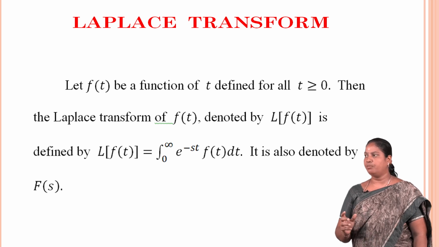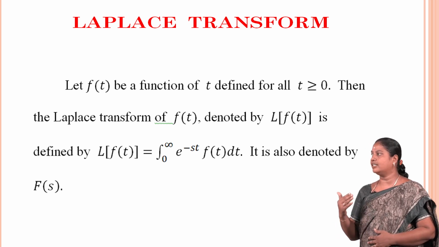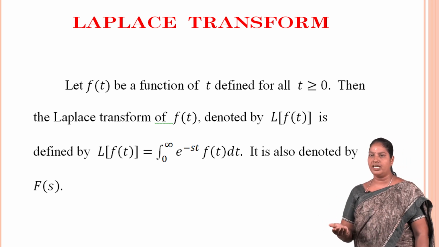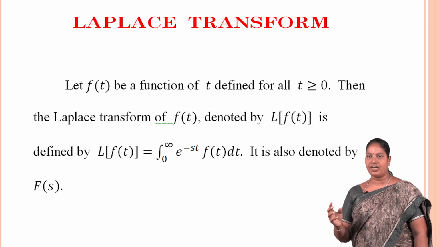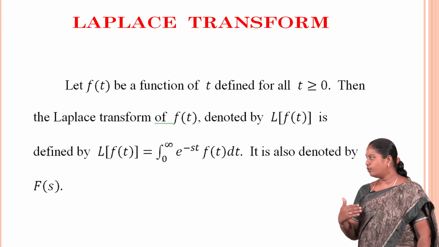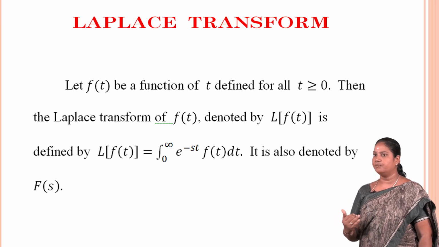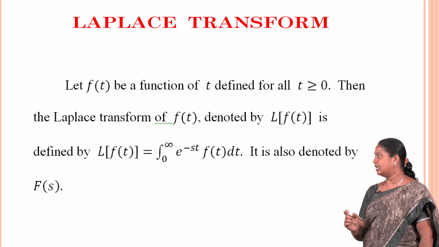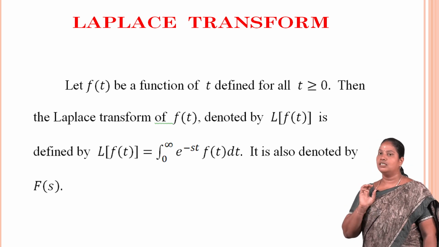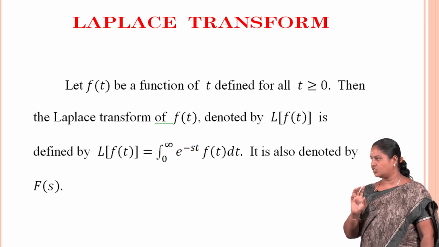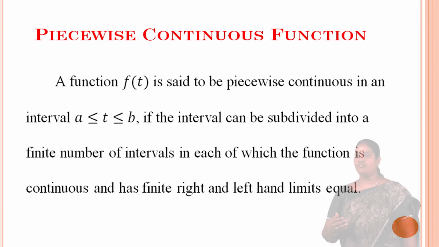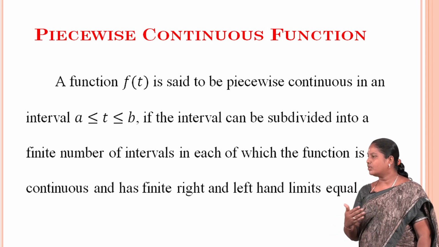Let f of t be a function of t defined for all t greater than or equal to 0. Then the Laplace transform of f of t, which is denoted by L of f of t, is defined by L of f of t equal to integral 0 to infinity e power minus st f of t dt, and it is also denoted by capital F of s. So from this definition we observe that the Laplace transform is defined for functions which have a domain of only non-negative real numbers. Next we will discuss piecewise continuous functions.